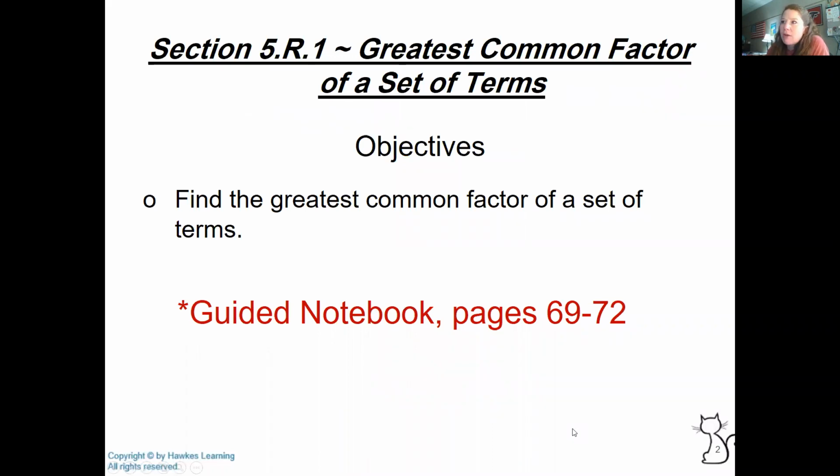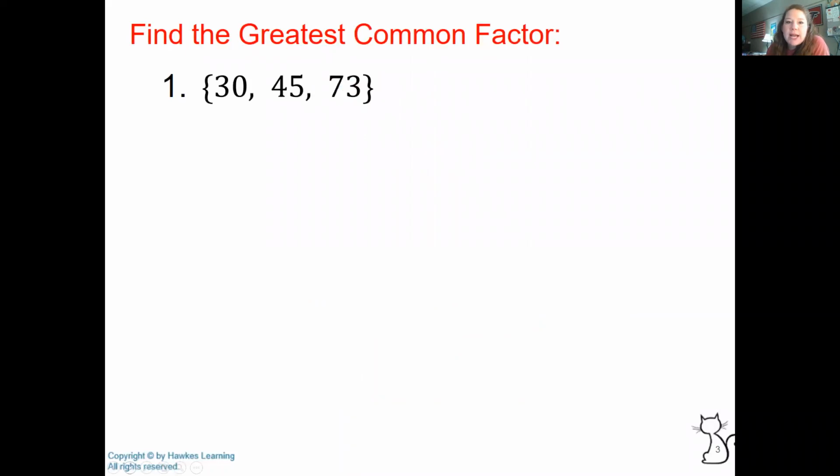So we're going to start out by finding the greatest common factor from a set of terms. These first few problems on the presentation come straight out of your book, pages 69 to 72. Last week we practiced finding the greatest common factor with two terms, but this time we're going to have more than two terms.